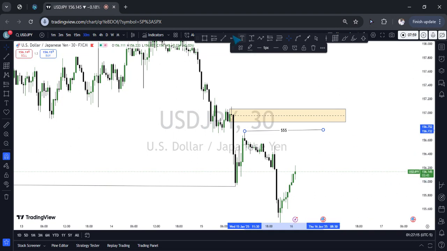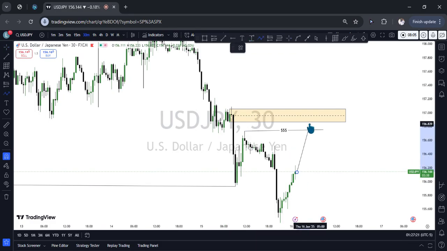So now the market might create something like this. The market might now come into this area, right? Tap into, sweep this liquidity resting above this high, this lower high, and now tap into the supply area. Then boom, come to the downside.